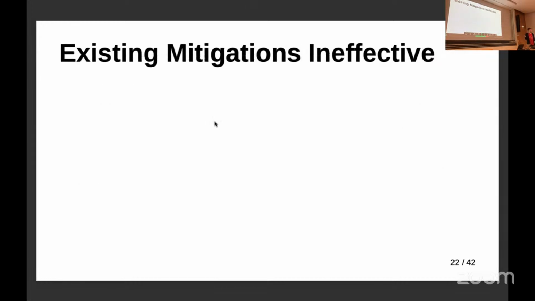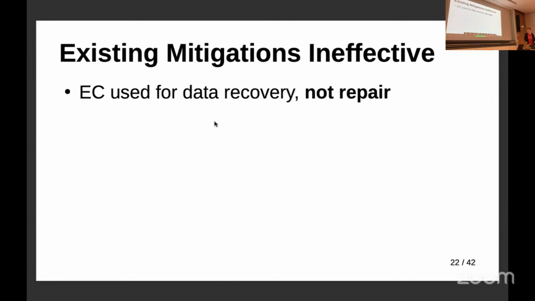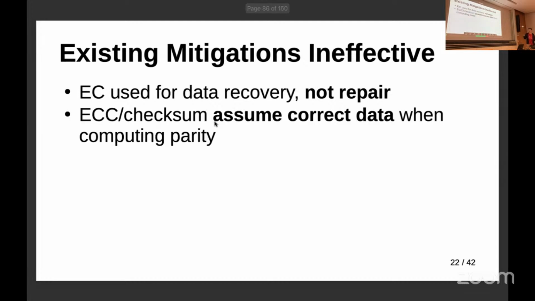And finally, they note that existing data corruption mitigations are ineffective in the presence of silent data corruptions. For instance, erasure coding, which is a technique often used for things like RAID arrays, can only be used for data recovery, but it can't detect errors, nor can it repair them. Techniques like ECC and checksumming assume that the data is correct when the checksum or parity bits are being computed. If that's not the case, then your checksum is basically worthless, as it's helping you correct incorrect data.